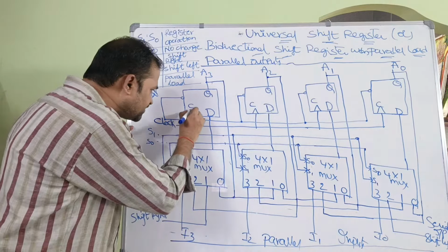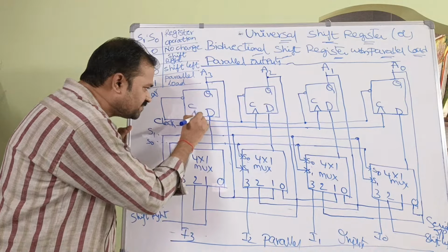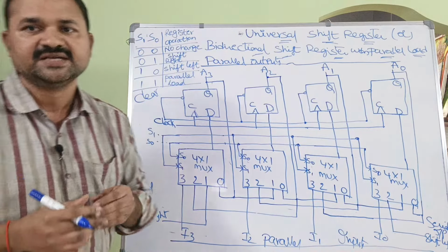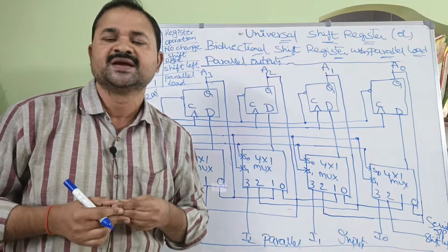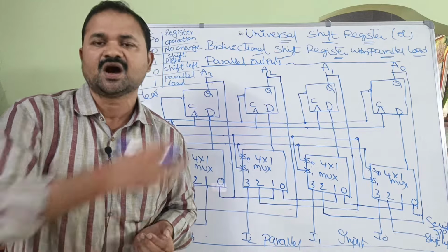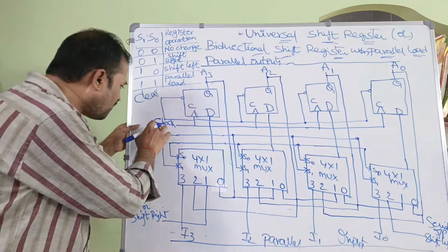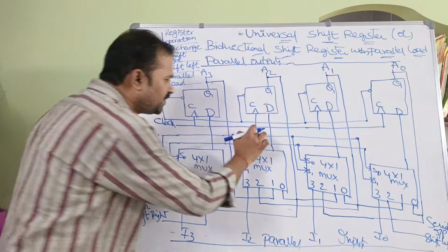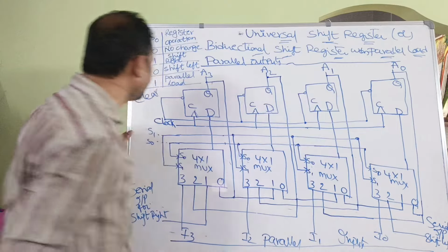Here this portion, see, this is nothing but the clock pulse. This is a shift register, and a shift register is a sequential circuit. So we must apply the clock pulse on all the flip-flops. This second line is nothing but the clock pulse, and this clock pulse is applied on all the flip-flops.